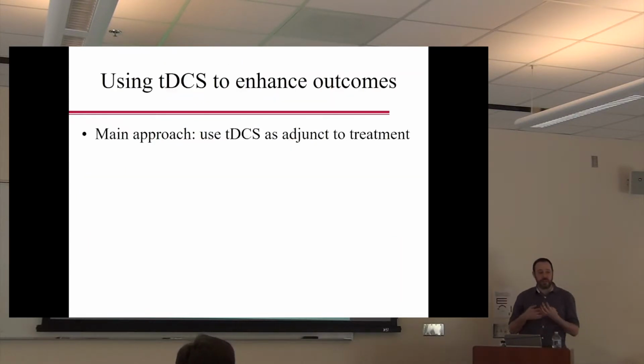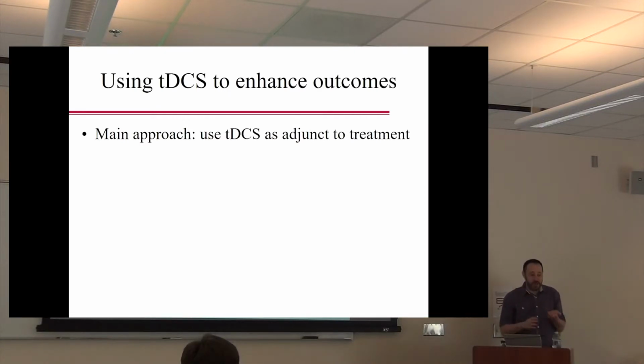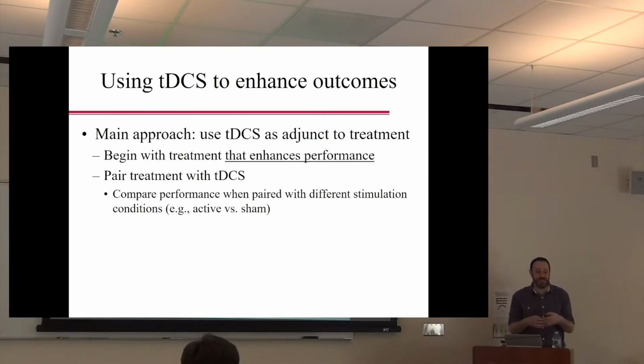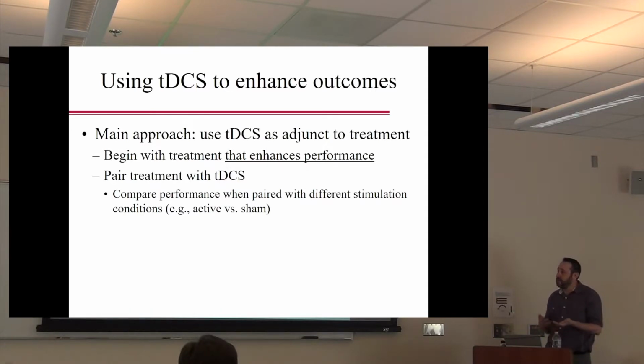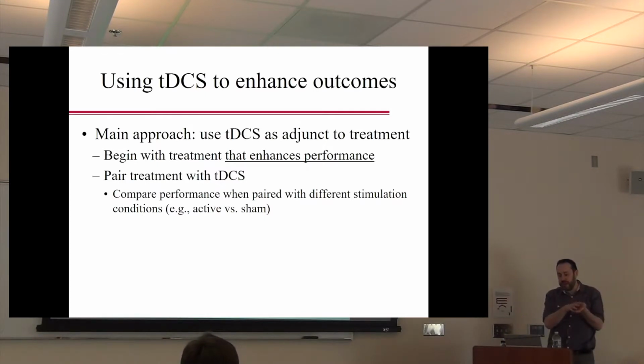So in terms of using this kind of stimulation to enhance outcomes, I think the main approach here has been to use it as an adjunct to a treatment. It's not that you're just stimulating the brain and hoping that people are better. You're stimulating the brain and you're pairing that in a specific way with a treatment, and you're beginning hopefully with a treatment that will enhance performance. So you want to take something that works and make it work a little bit better, or hopefully a lot better. So you take a treatment that enhances performance and you pair it with TDCS, and then you can compare the performance of when people have this stimulation, the active stimulation paired with the treatment, versus a sham stimulation condition paired with the treatment.